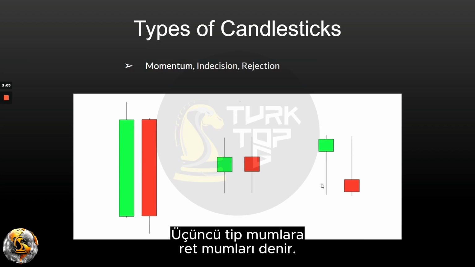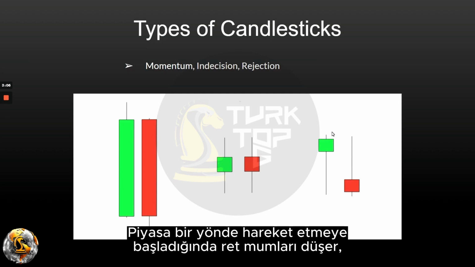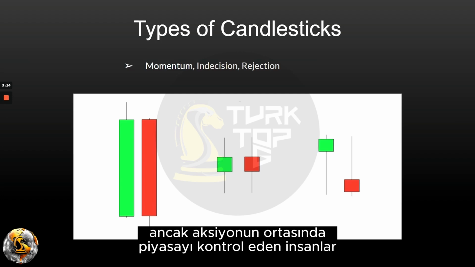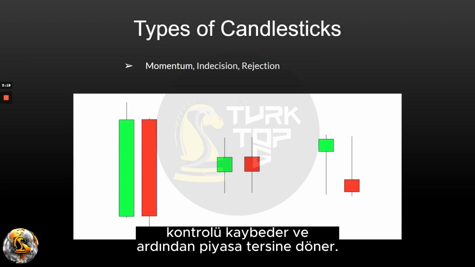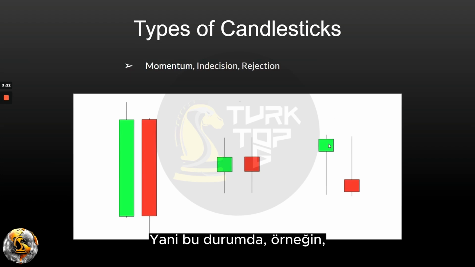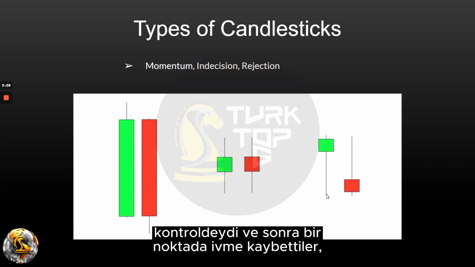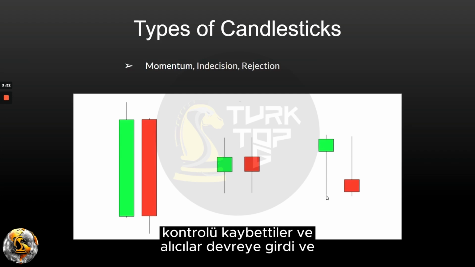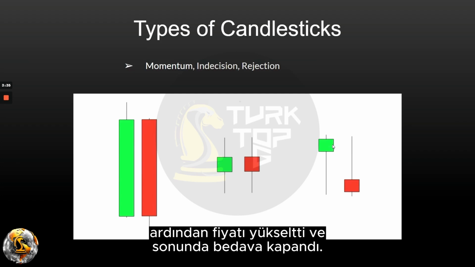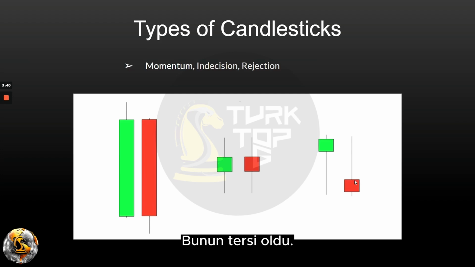The third type of candles are called rejection candles. Rejection candles form when the market starts moving in one direction, but in the middle of the action, the people that were in control of the market lose control, and then the market reverses. So in this case, for example, at first price tried to sell off, so the sellers were in control. And then at some point they lost momentum, they lost control, and buyers came into the picture and pushed the price higher, and it ended up closing green. The reverse happened with this one.